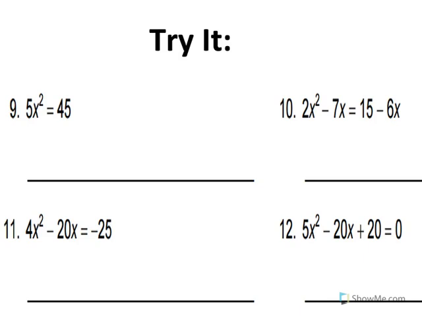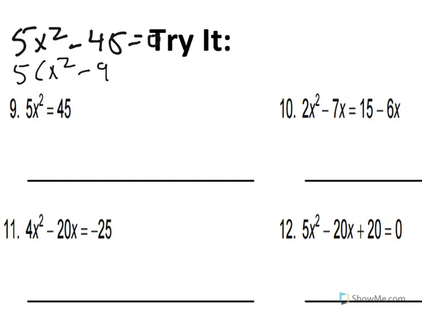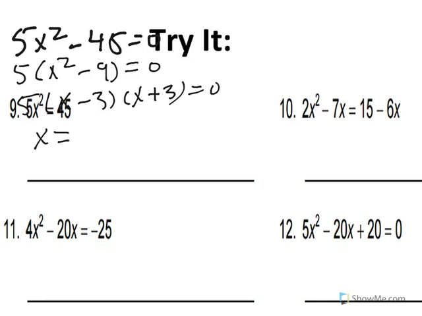For number 9, we have 5x squared minus 45 equal to 0. We can factor out a 5, so this gives us x squared minus 9 equal to 0. And 9 is a perfect square, so this gives us 5 times the quantity x minus 3 times x plus 3 equal to 0. So the answer will be x equal to positive 3 or x equal to negative 3.